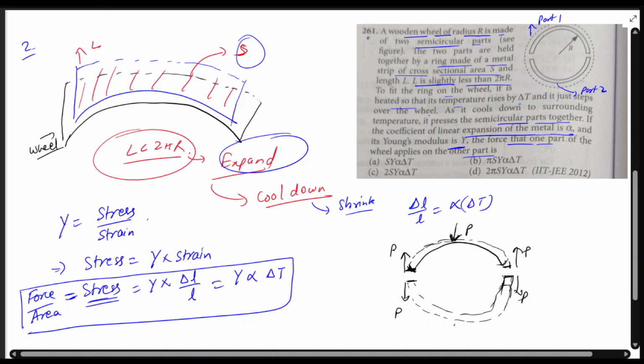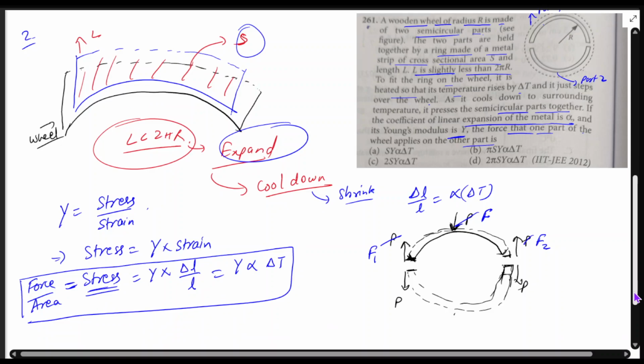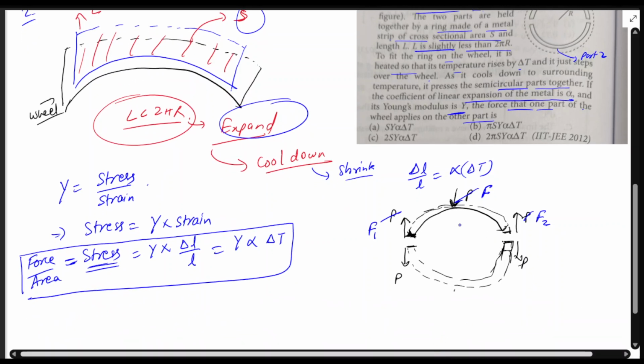Now, of course, P is applying here, so we have to consider it as a force. What is happening is that on this part, there is this force in the downward direction, and we will consider it as F1 and we will consider this as F2. Now, let's try to find out how it will be changing.